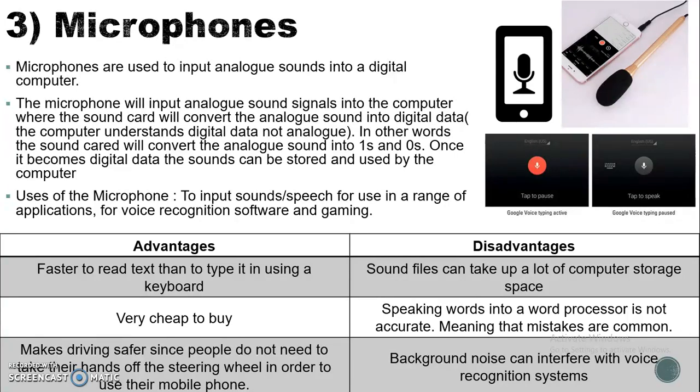Uses of the microphone will be that it can input sounds and speech for use in a range of applications. It can be used for voice recognition software and for gaming when communicating to other people in the game. Advantages of using a microphone is that it's faster to read text than to type it in using a keyboard. It's very cheap to buy, generally, and it makes driving safer since people do not have to take their hands off the wheel in order to use their mobile phones. But that is only for some applications. Some you still need to use your hands with.